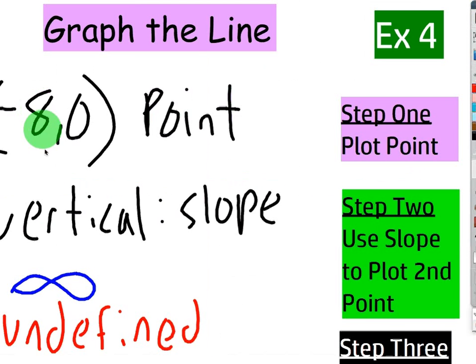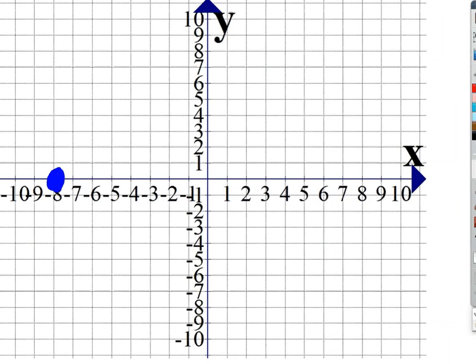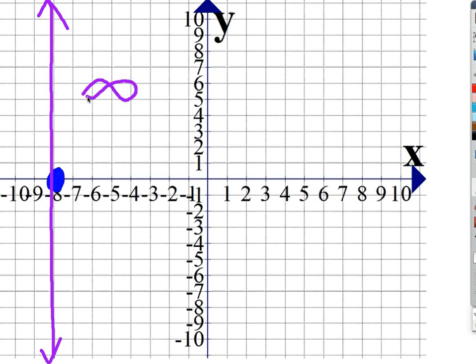That's okay. So it says if slope is vertical, so what do you do now? Well, what does the word vertical mean? Up and down or left and right? Up and down. So all you have to do is just draw a line up and down right here. Yep, and you're right. That has an infinite slope.